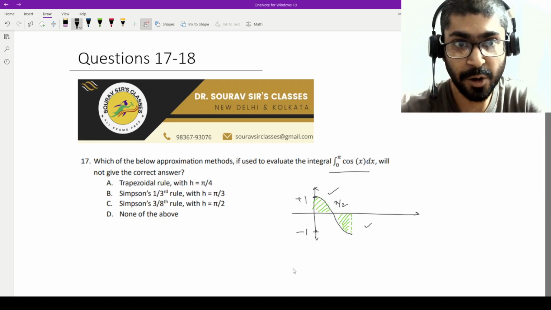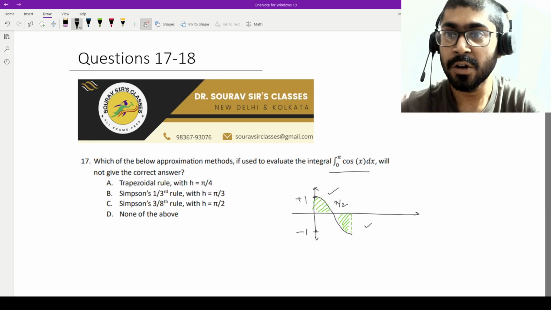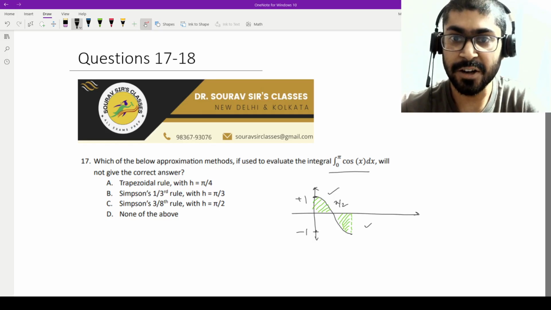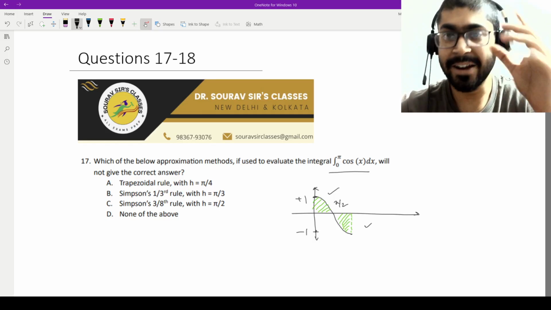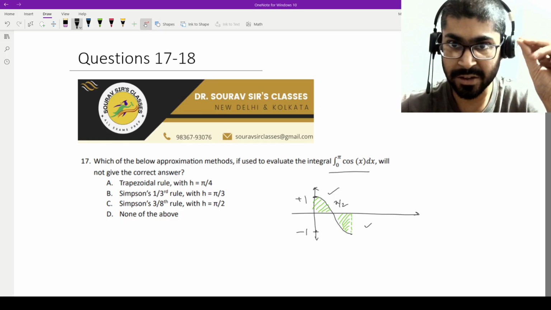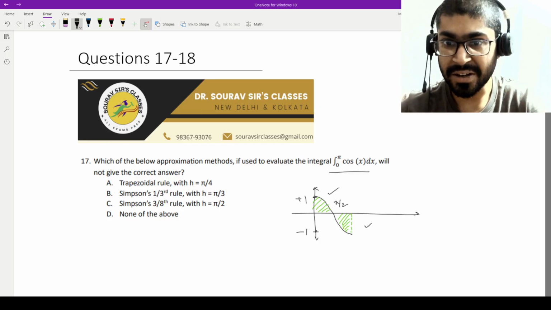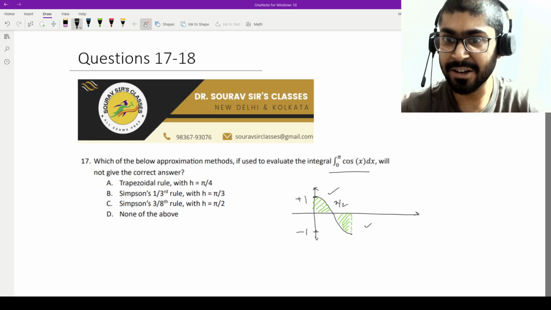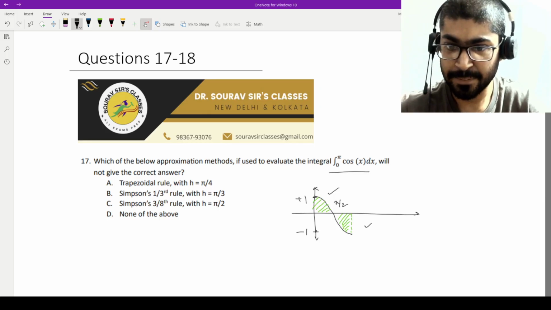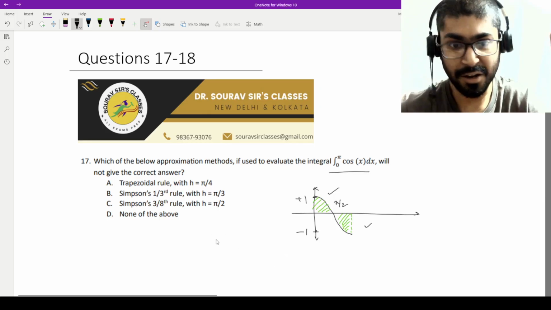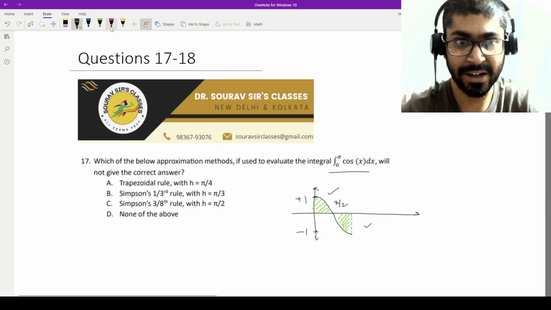This symmetry is important because we would just be looking into what each method does. The trapezoidal rule approximates the integral by dividing it into subintervals of equal width. For a periodic function, the trapezoidal rule can give the exact result if the interval is symmetric. Is the interval symmetric here? Of course. So the trapezoidal rule will give you the correct answer.